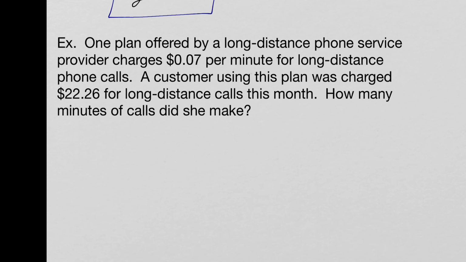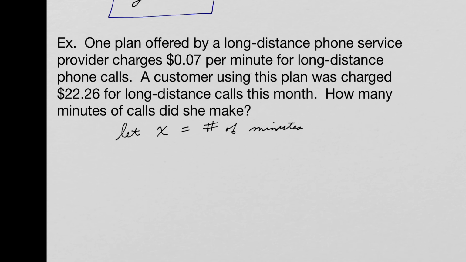Okay, so the thing that we want to find is how many minutes of calls did she make? Let's create a variable name for that unknown. Let's just call it x in this case. So we'll let x equal the number of minutes. Right, so that's our unknown. Now we need to come up with an equation that involves x that we can solve. Well, the provider charges $0.07 per minute. So the total amount of money that's going to be paid depends on the number of minutes, which is x.